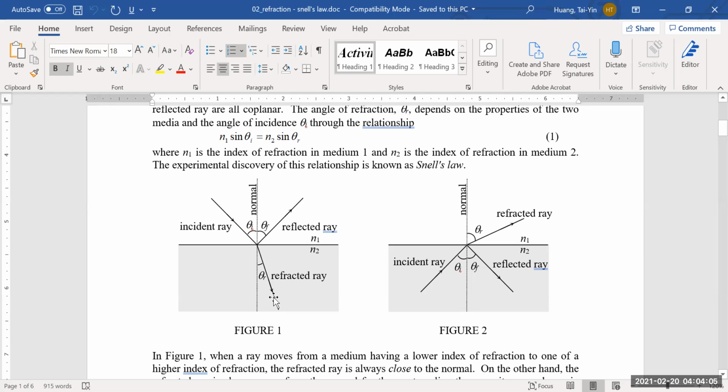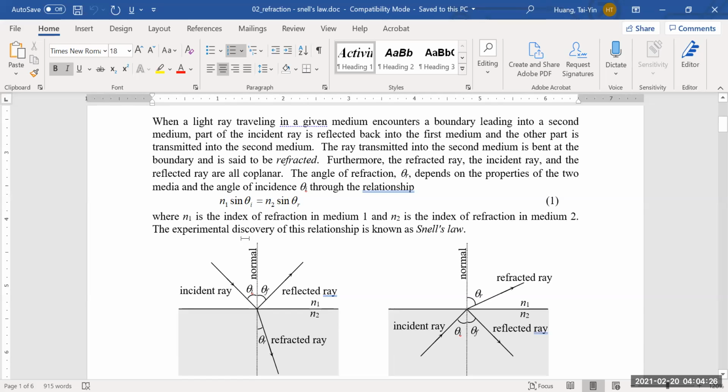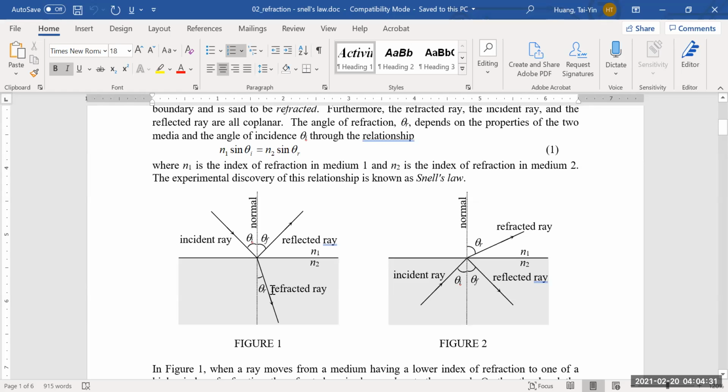The refracted ray is closer to the normal when a light ray comes from a lower index of refraction to a higher index of refraction material. When the situation is reversed, the refracted ray has a larger angle. So Snell's law indicates that these are related: how much the light ray will be bent is related to the index of refraction.